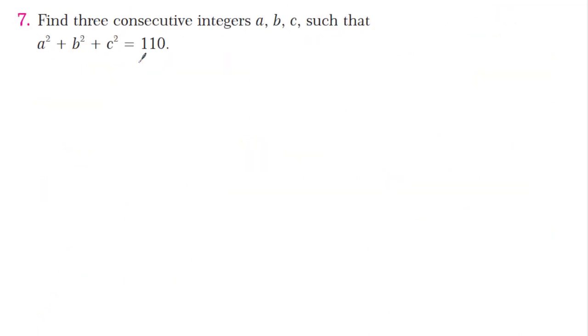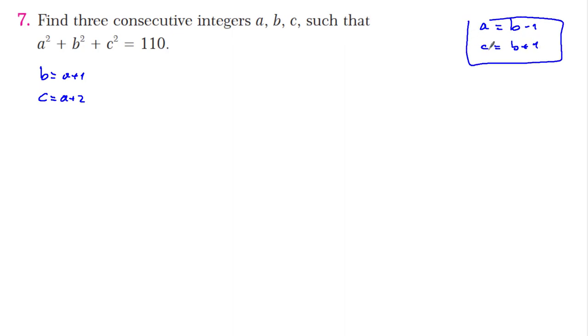Find three consecutive integers a, b, c such that, well, if these are consecutive integers, then there is a property. If the first one is a, the second one would be a plus 1, and the third one would be a plus 2. Get these numbers, substitute here, and let's see what we get. It would have been better if we get this substitution, like a is b minus 1 and c is b plus 1. You will get better calculations, easier to work with, but you can try that one on your own.